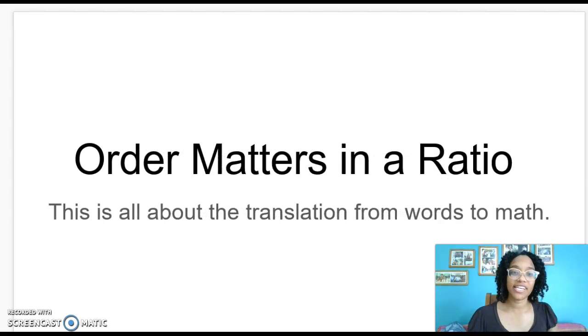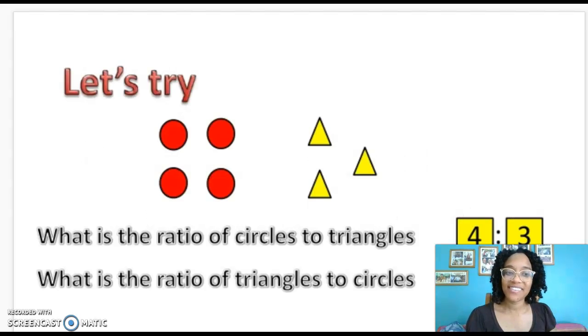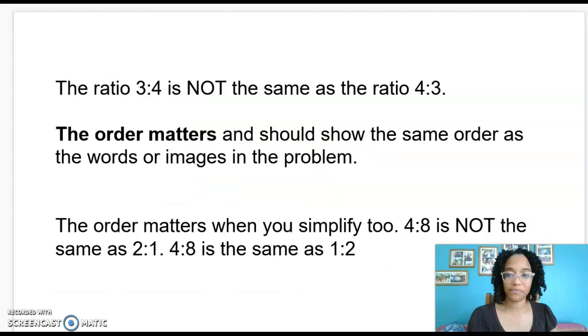First, order matters in a ratio. This is all about the translation from words to math when we create a ratio. We've seen this example many times, circles to triangles. Well, there are 4 circles and 3 triangles. So when we made the ratio of circles to triangles, the ratio was 4 to 3. When we made it from triangles to circles, it was 3 to 4.